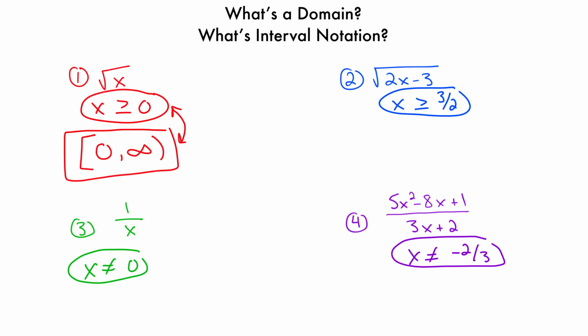So again, a bracket means we're including the value. A parentheses means we are not. Brackets are inclusive. Parentheses are exclusive. So problem number 2, same thing. I'm going to go from 3 over 2 all the way to infinity. I'm going to include 3 over 2. I am not going to include infinity.